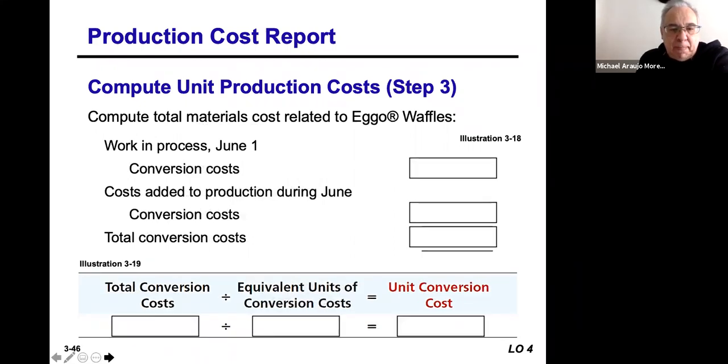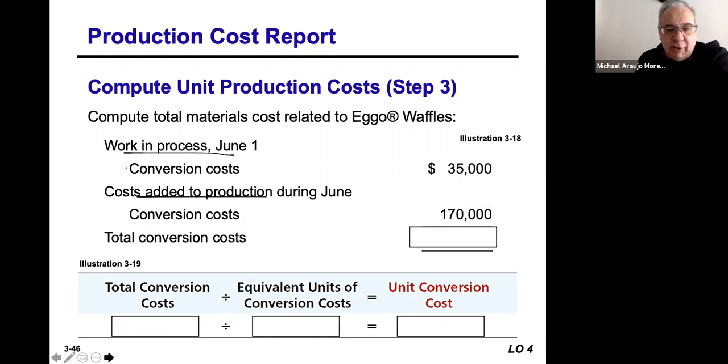For the conversion costs, when you look at the same chart a few slides ago, and you look at conversion costs for June the 1st, what you'll see is $35,000 listed there. Then when you look underneath and you find out what were the conversion costs added during June for production, you'll notice that another 170,000 was added. So the total of those numbers is the $205,000 of conversion costs incurred during June.